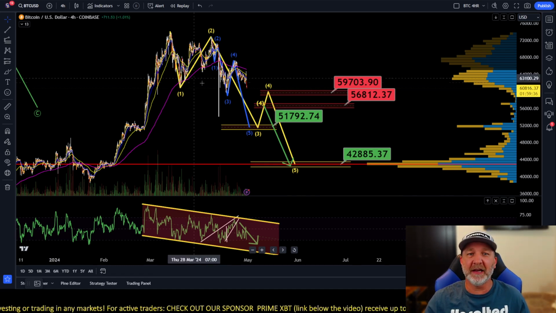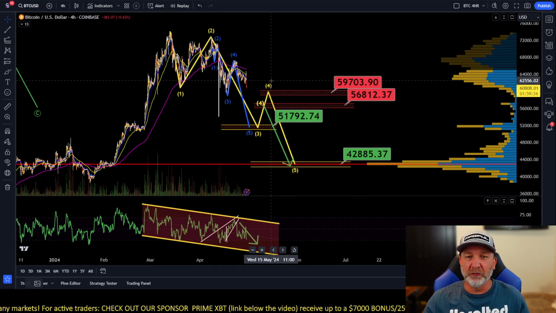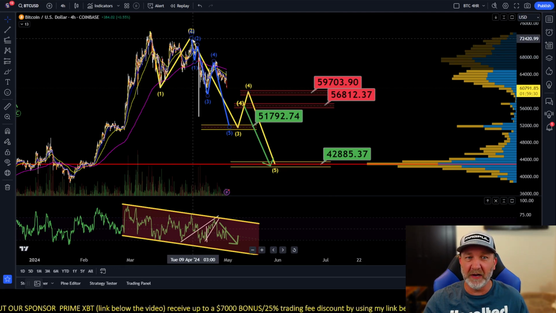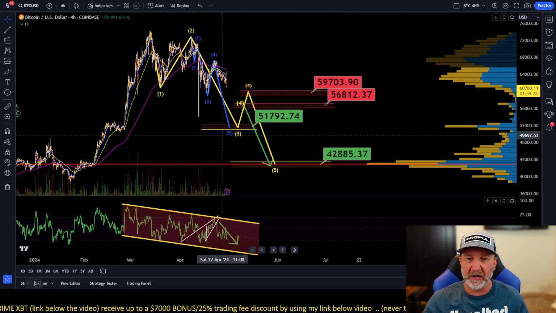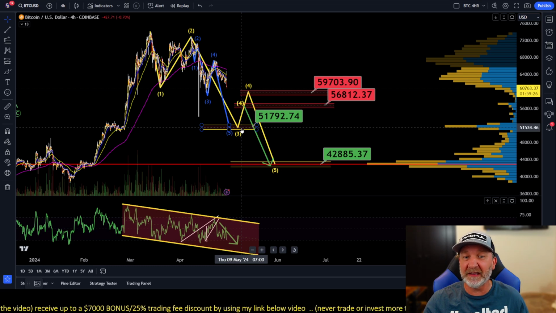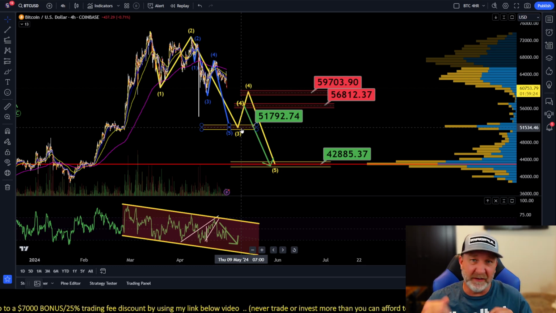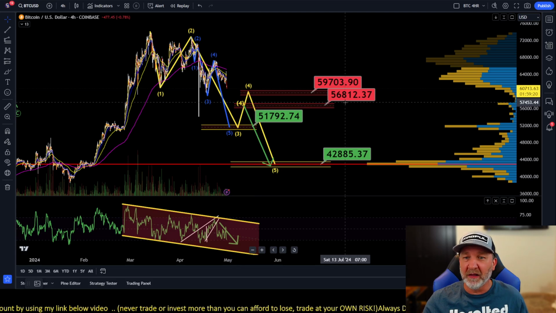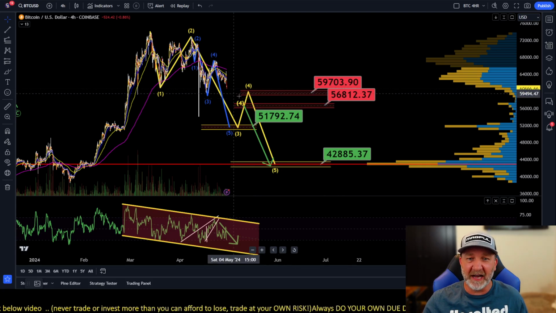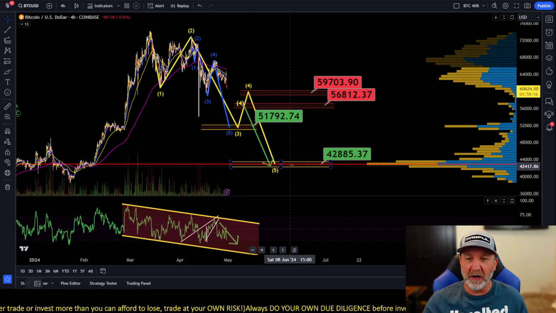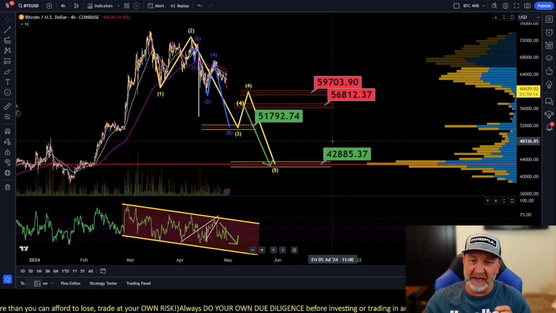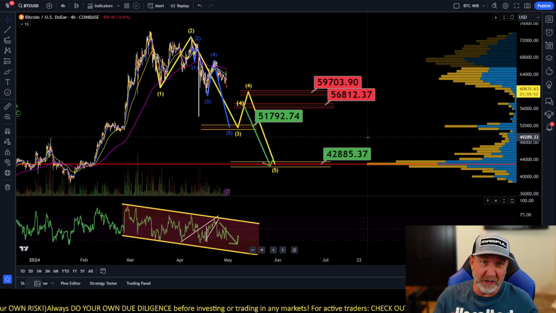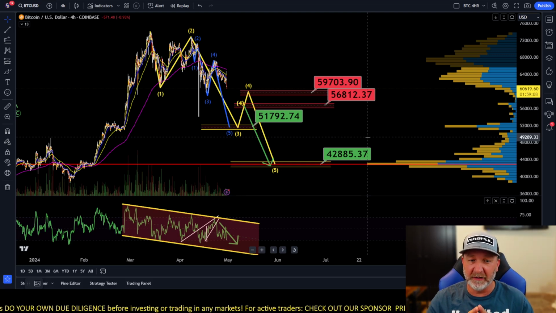So let's take a look at this wave count we've been watching on the 4-hour chart, right? I put this wave count after we hit 2. I told you guys about this. I was looking for 3 at the 51.7, 51.8 range to get a bounce up to the 56.8 or 59.7 area for wave 4, and then wave 5 ultimately down to as low as 42.885. I'm going to show you where my trade's at with that here in a second.